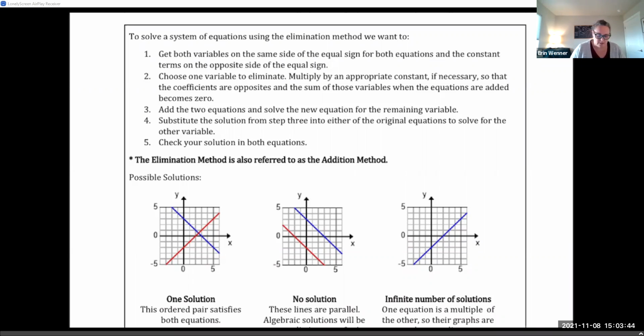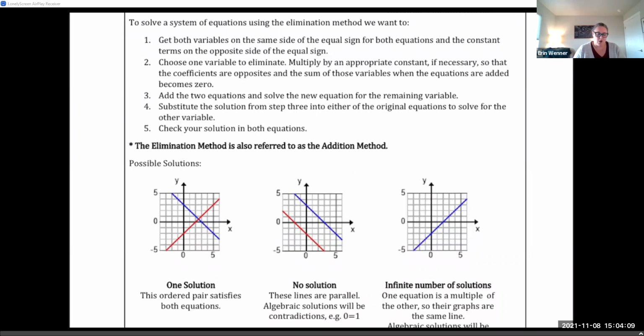We're then going to add the two equations and solve the new equation for the remaining variable. So when we add those equations, one variable is going to drop out and we're going to be left with one variable and we're going to solve for it. Then we use substitution, much like we did in the last method, to solve for the other variable, and we check our solution.